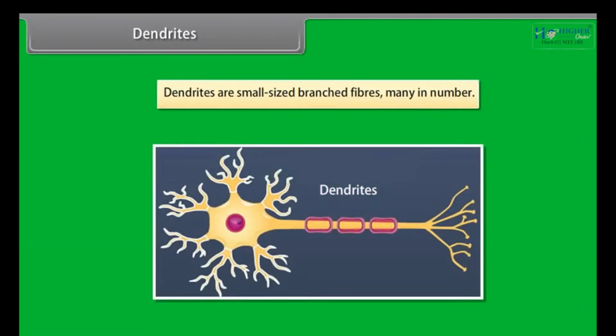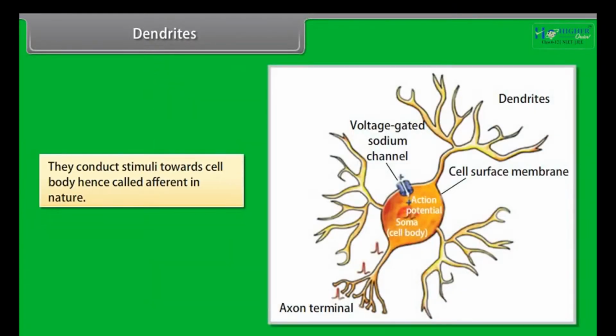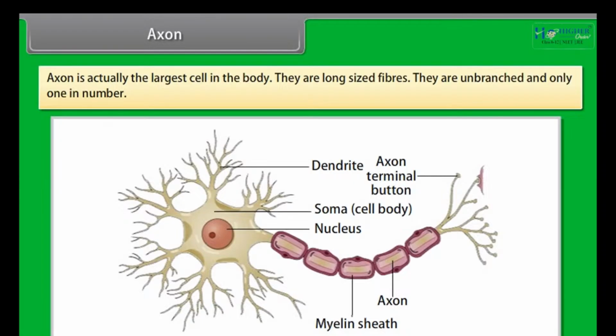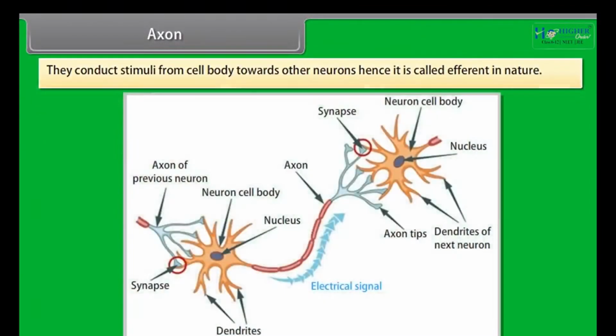Dendrites. Dendrites are small-sized branched fibers, many in number. They conduct stimuli to the cell body, hence called afferent in nature. Axon. Axon is actually the largest cell in the body. They are long-sized fibers. They are unbranched and only 1 in number. They conduct stimuli from the cell body towards other neurons, hence it is called efferent in nature.